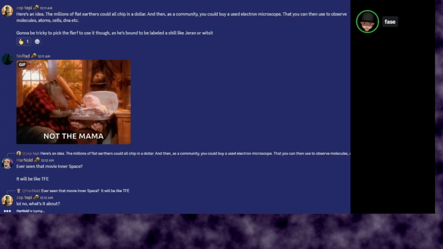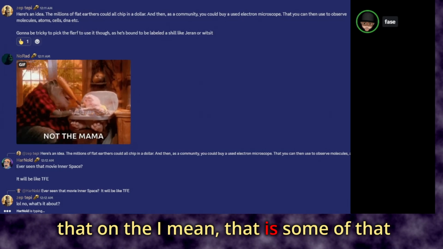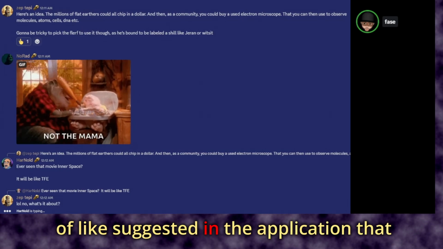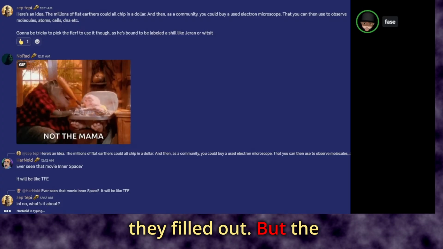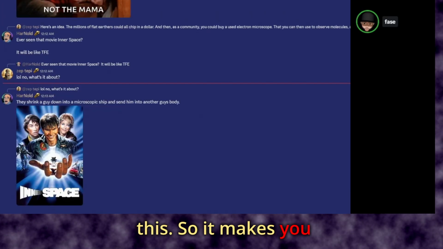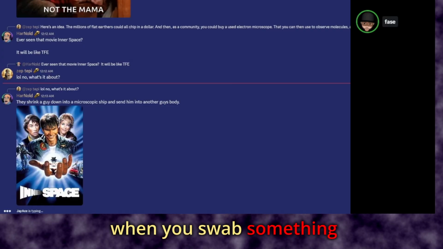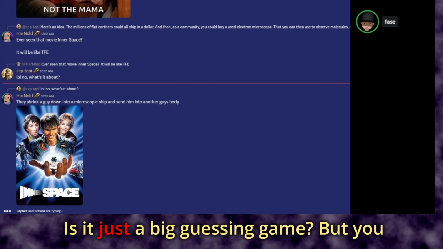Some of that information was kind of suggested in the application that they filled out, but the sample itself was actually from a lizard. There are examples of this. So it makes you question what the hell is actually happening. What are they doing when you swab something? Is it just a big guessing game?